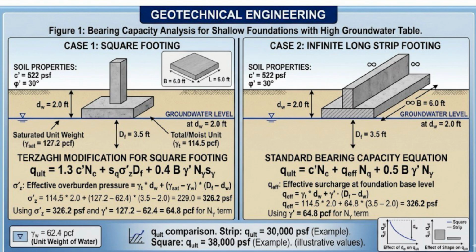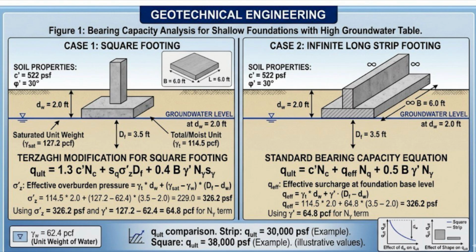You'll need to calculate a weighted average unit weight, gamma_AVG, for the soil above the base of the footing to account for the dry crust near the surface and the submerged layer immediately below it. Moving to square footings, the geometry adds a three-dimensional constraint to the failure slip surface. While the fundamental physics of the water table remains the same, shape factors, S_C and S_gamma, must be applied to the cohesion and self-weight terms.